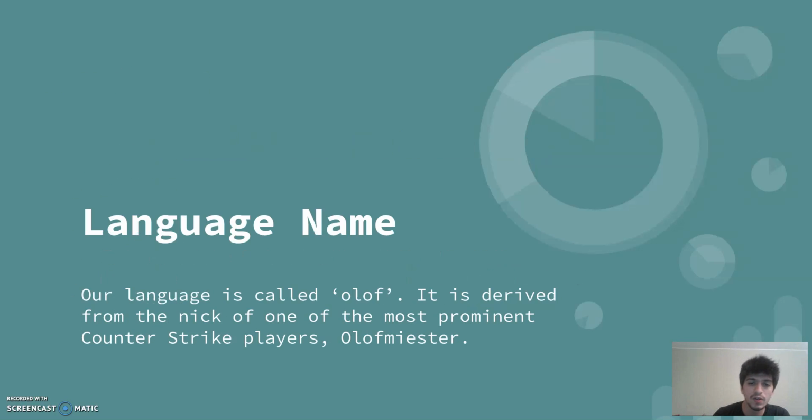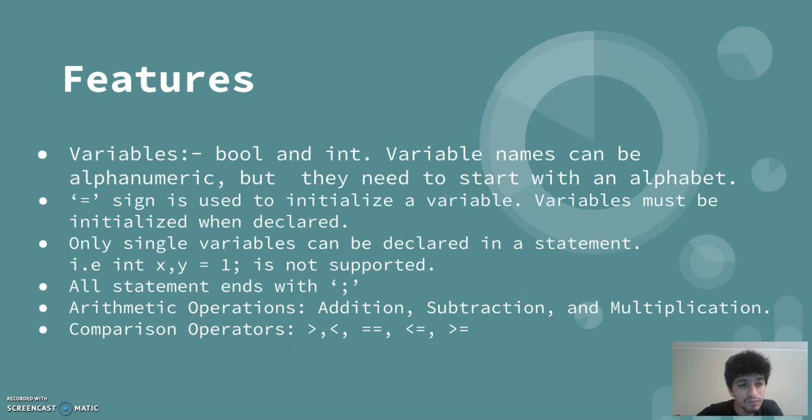And our language is called Olaf because I'm a Counter-Strike player, and Olaf Meister is one of the greatest players out there at the moment. So this is in his honor, you could say. Anyways, our language's syntax is pretty much like Java.